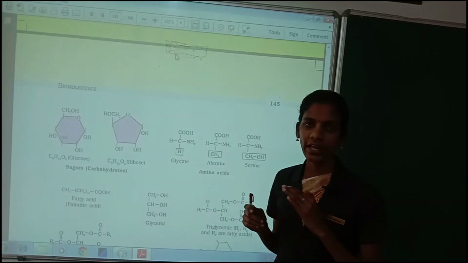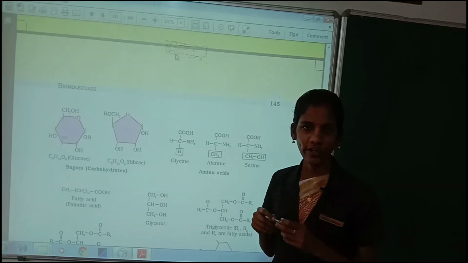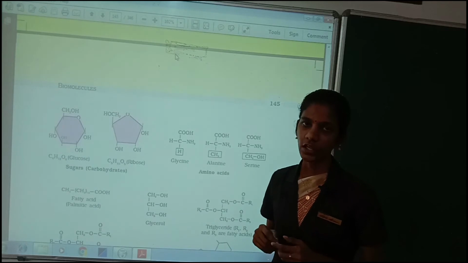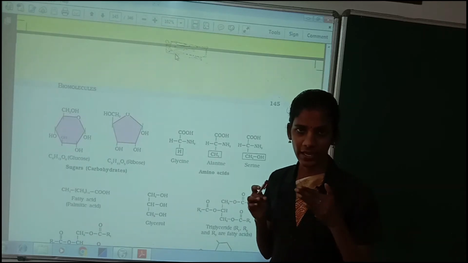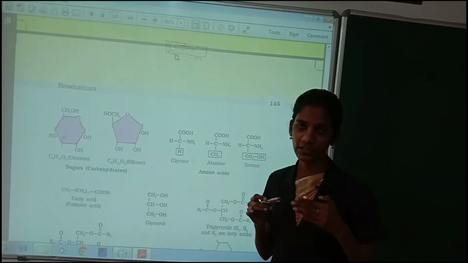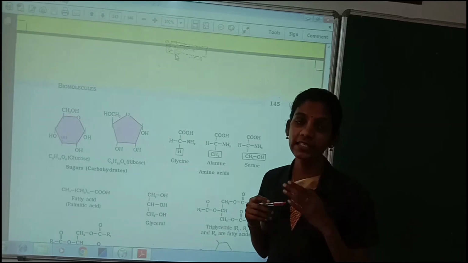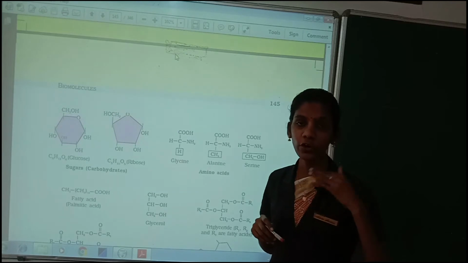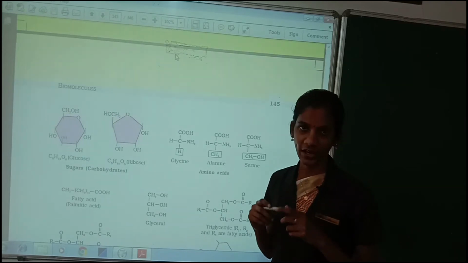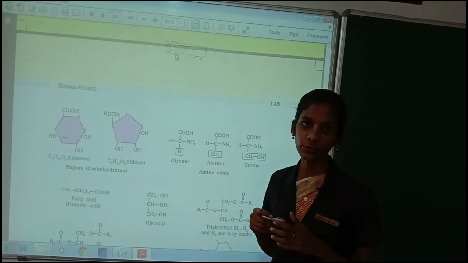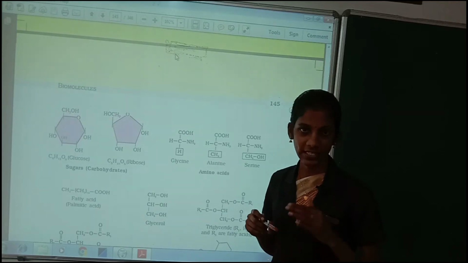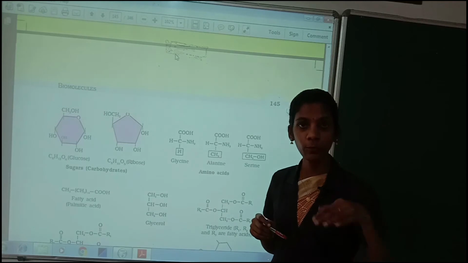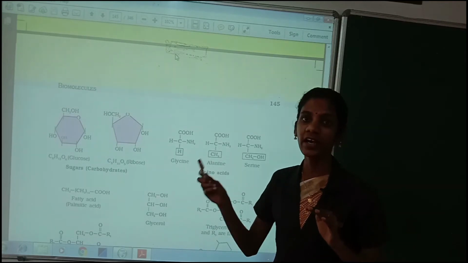Again, we can divide amino acids into different categories on the basis of the number of carboxylic groups and amino groups present in them. If more number of carboxylic groups is there in an amino acid, we can call that amino acid an acidic amino acid. That means acidic amino acids will contain more number of carboxylic groups in them. For example, aspartic acid, glutamic acid, etc. That means aspartic acid as well as glutamic acid are the 2 different amino acids that contain more number of carboxylic groups than the amino group.